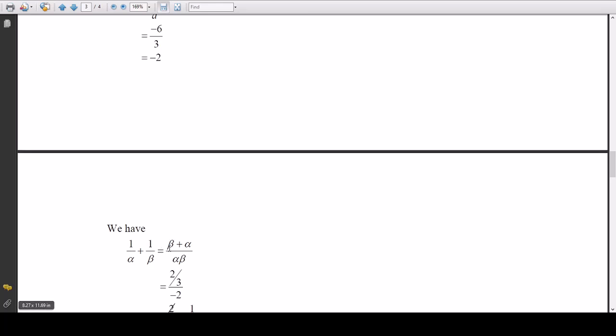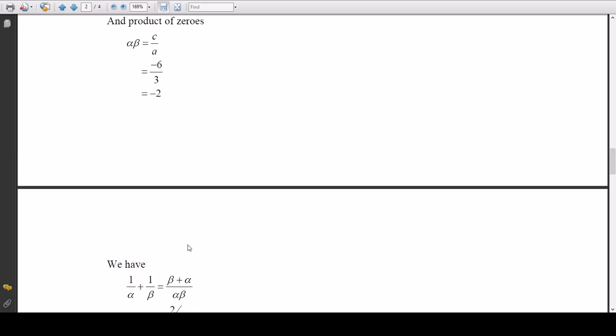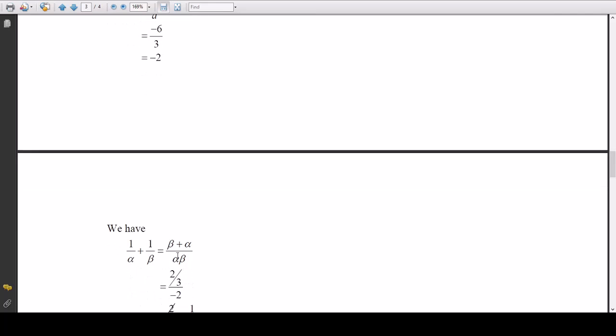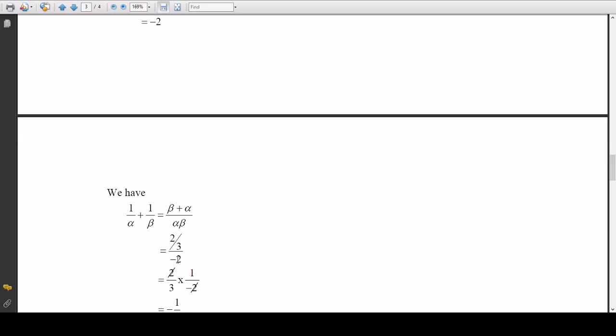Now beta plus alpha, what is it? Beta plus alpha is the sum of zeros, isn't it? Beta plus alpha or alpha plus beta is the same thing. Alpha plus beta, which is the sum of zeros. How much have we got? 2 by 3. Okay, alpha plus beta is 2 by 3. Alpha beta product is minus 2. Okay, you substitute the sum and product here.